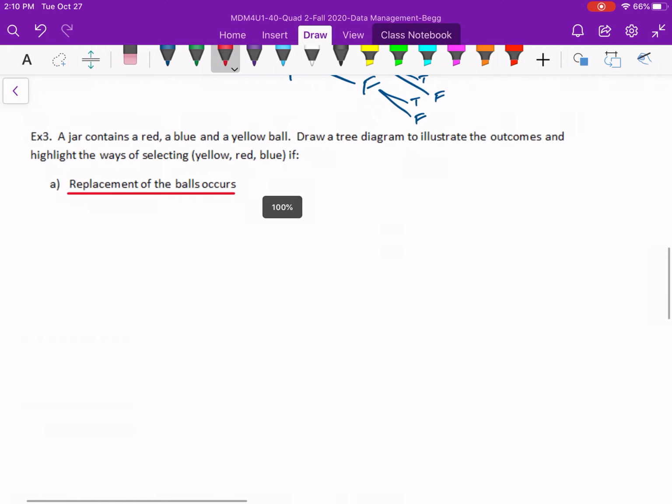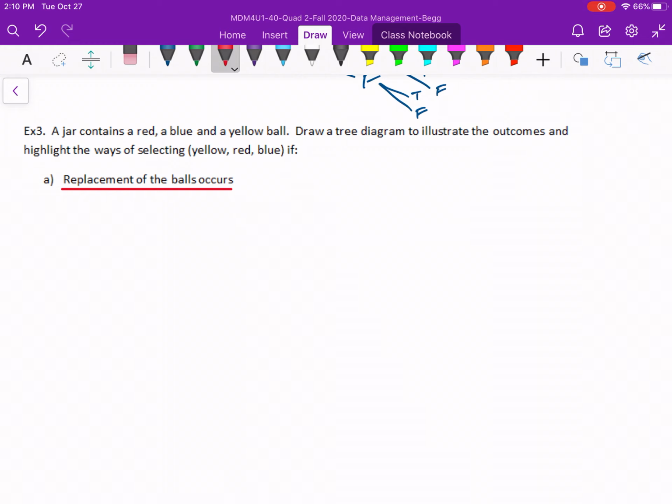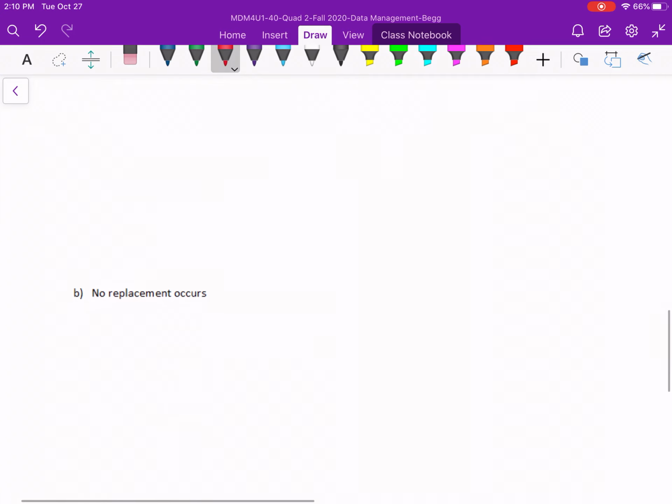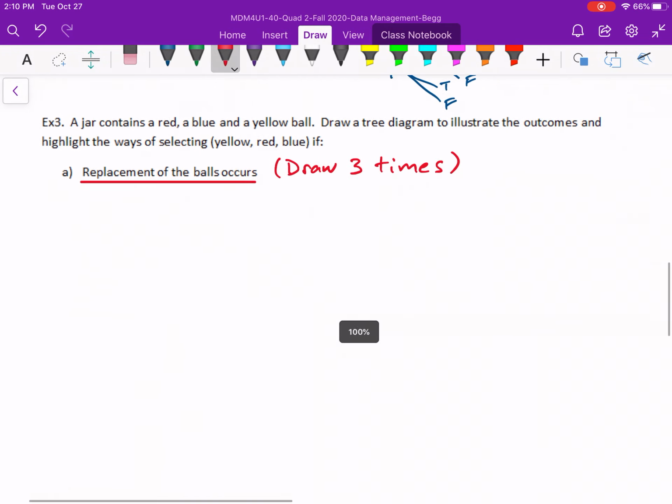So the only thing that's not expressed here is that it doesn't say how many balls we're drawing. So I guess the assumption is that we're going to draw 3 balls, because there are 3 balls. However, hopefully you can see that if we put the balls back in after we draw each time, we could in fact draw an infinite number of times. We could just keep going forever. So let's assume we're drawing 3 times. That'll go along with part B, where we don't replace the balls, therefore we only could draw 3 times.